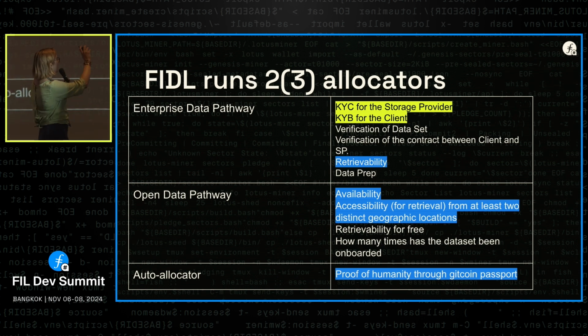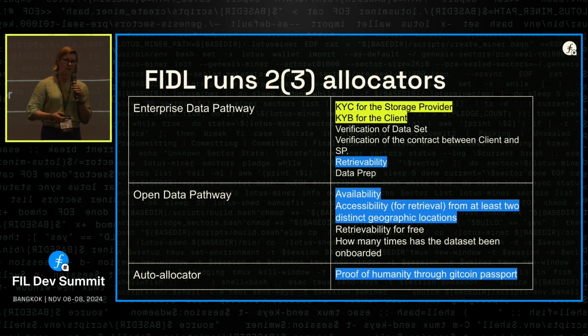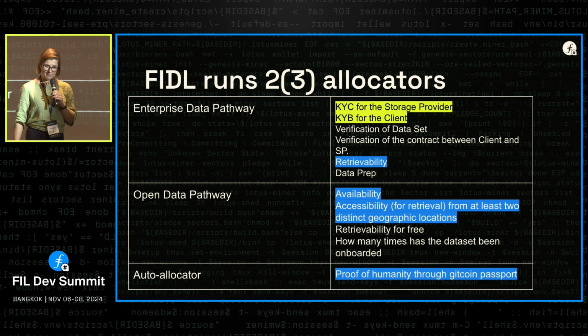Now, the yellow is third-party services. The ones in blue are tooling built in-house, at least in the Protocol Labs ecosystem. And the white ones are manual things that we do. So we do KYC for the storage providers and KYB for the client. That's done using third-party tools like Synapse, Toggle, and so on. We are actually in the process of finding a better one, as we are not happy with the one we are working with. So if anybody has recommendations, please come to me.